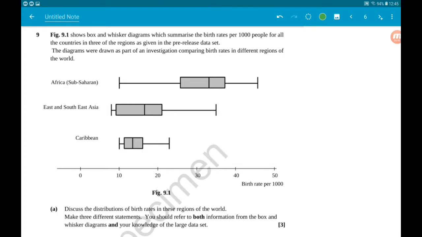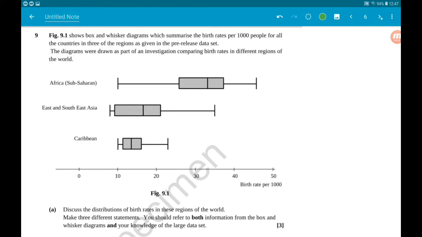Okay, so the first thing that strikes me, the first thing I would talk about, is that sub-Saharan Africa has the greatest spread of birth rates. So that means it has the greatest range of birth rates. That would probably come down to what I just said. Sub-Saharan Africa is going to have a mix of richer and poorer countries. So the poorer countries are going to contribute to the higher birth rates given in the data for Africa. So that's the first thing I would say.